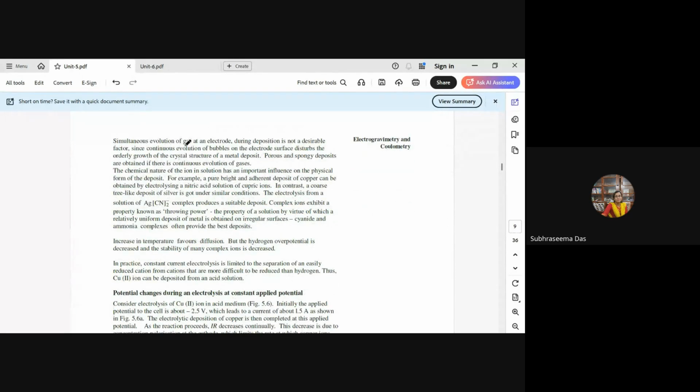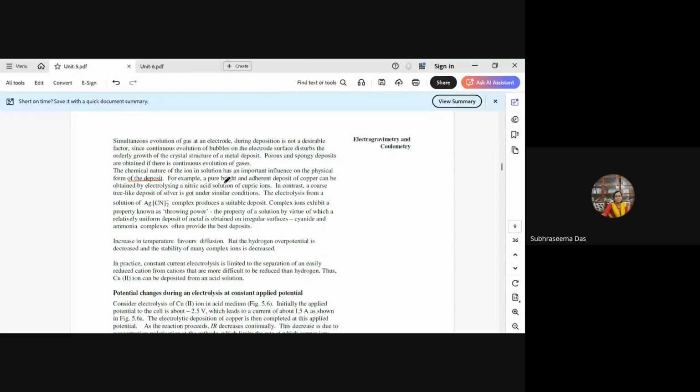Simultaneous evolution of gas at an electrode during deposition is not desirable. So porous and spongy deposits are obtained if there is gas that evolves during the process. The chemical nature of the ion in solution also has an important influence on the physical form of the deposit that is obtained.